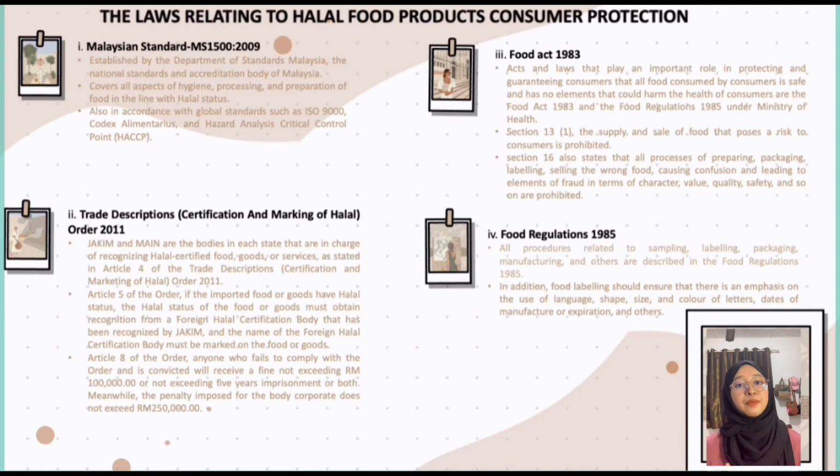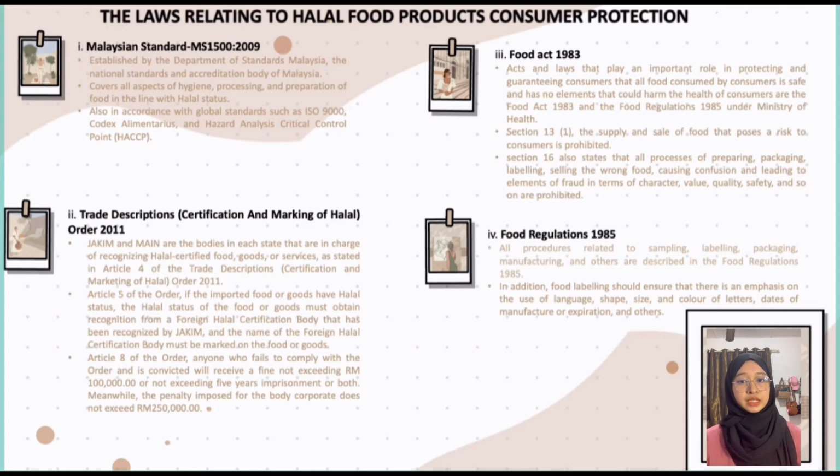Meanwhile, the penalty imposed for a body corporate does not exceed 250,000 ringgit Malaysia. Number 3, Food Act 1983. The acts and laws that play an important role in protecting and guaranteeing consumers that all food consumed is safe and has no elements that could harm the health of consumers are the Food Act 1983 and the Food Regulations 1985 under the Ministry of Health.